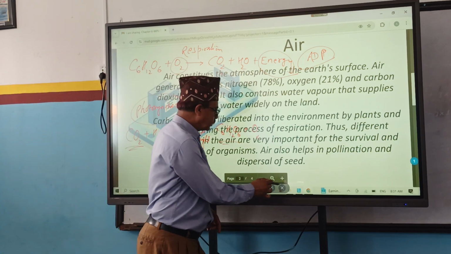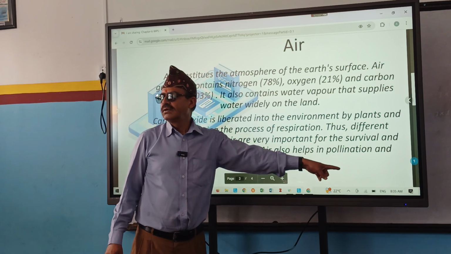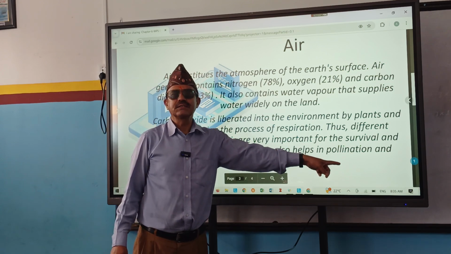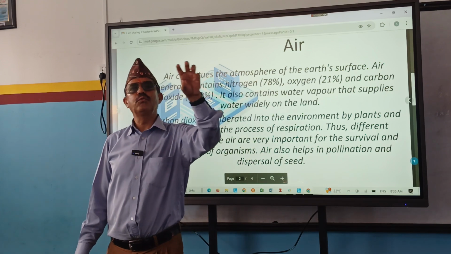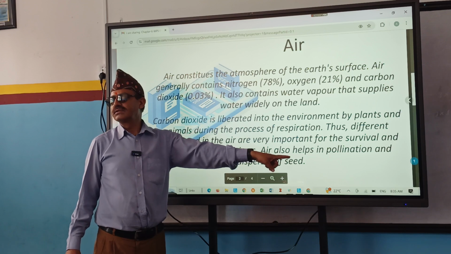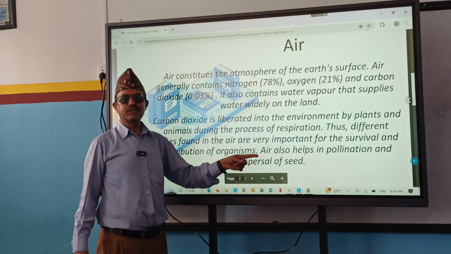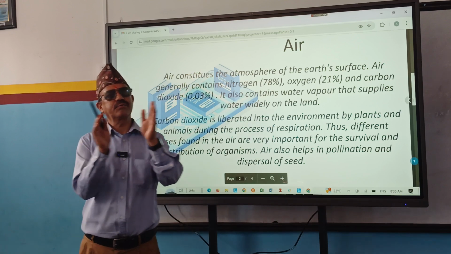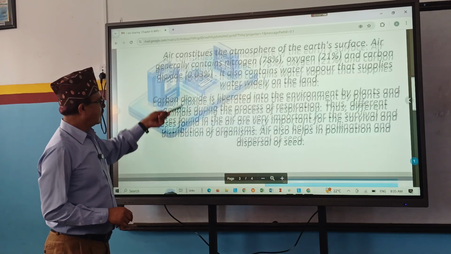Not only that, air is responsible for pollination. For some plants, pollen grains move from one flower to another flower with the help of what? Air. And dispersal of seeds. Seeds can be scattered from one place to another with the help of air as well. So that is the importance of air.